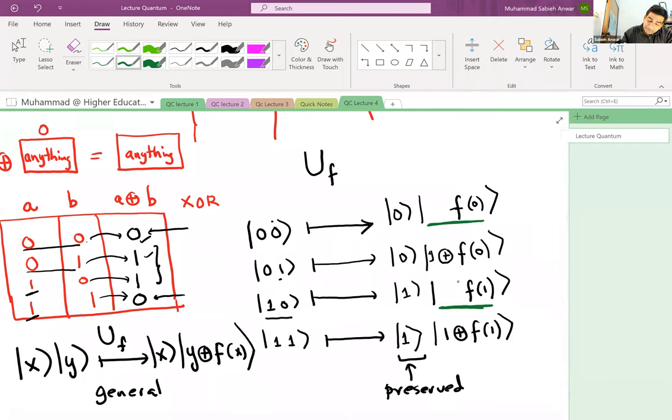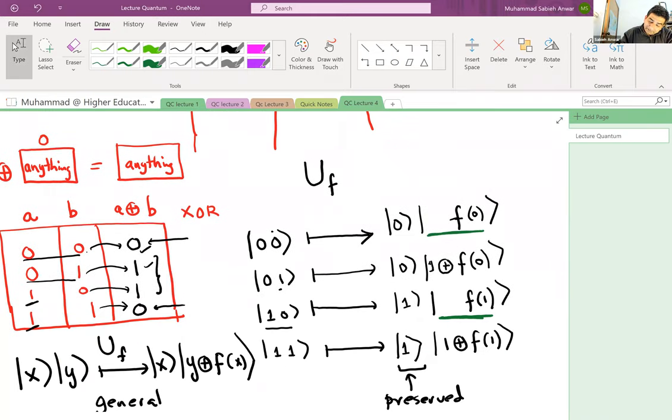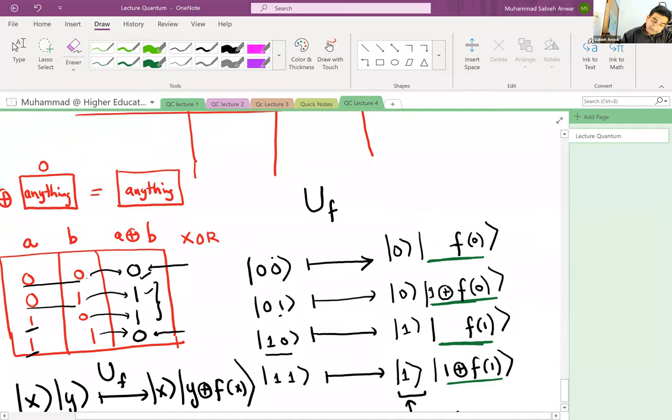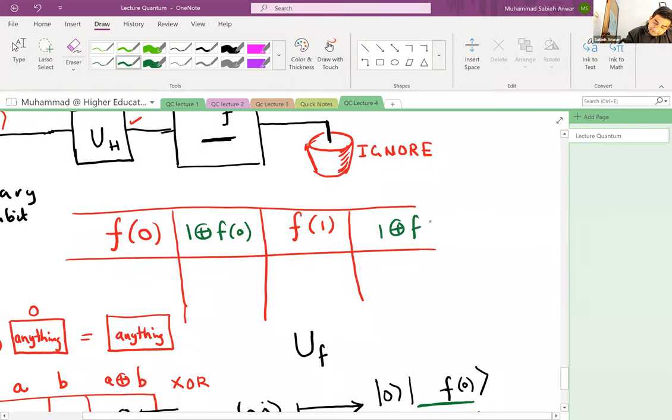Now, if I were to complete this, I need to know these things for various values of f(0) and f(1). Let me just finish. So I write 1 exclusive OR f(0) and 1 exclusive OR f(1) here, and I need to complete this truth table. So f(0) could be 0, 1. f(1) could also be 0, 1.